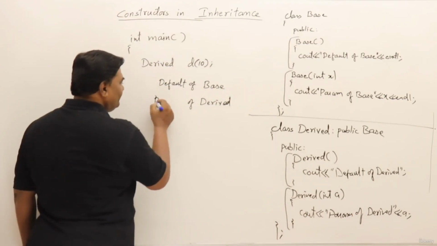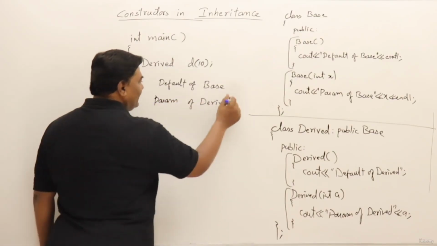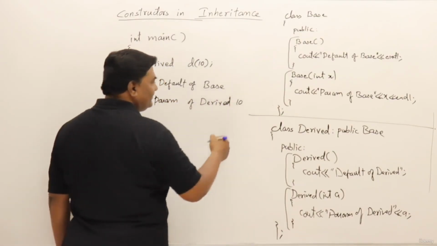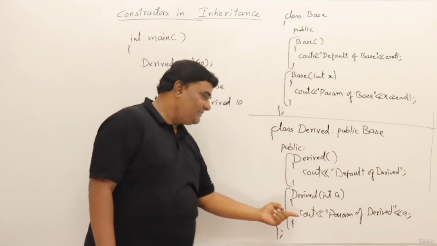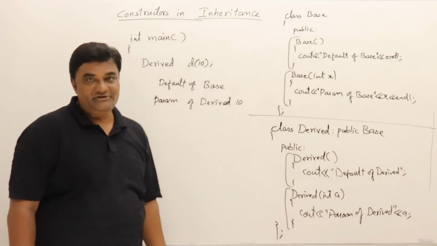So it will show param of derived and the value 10 will be shown. So still the default constructor of base class and then the parameterized constructor of derived class are executed.